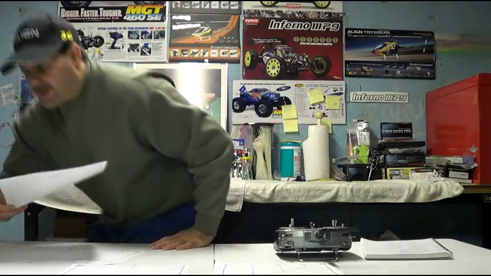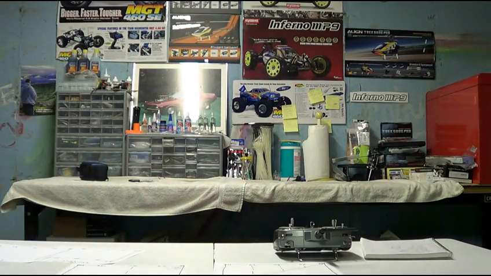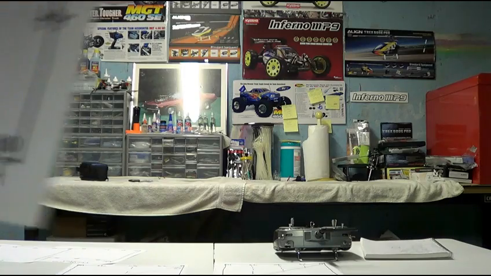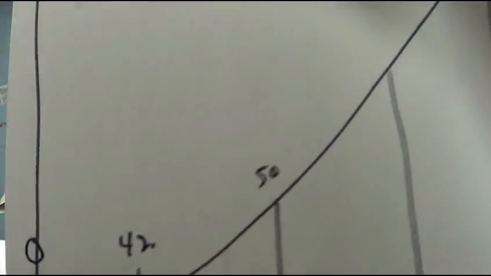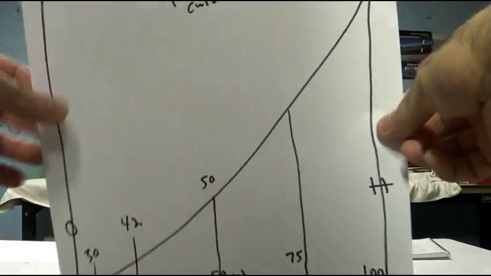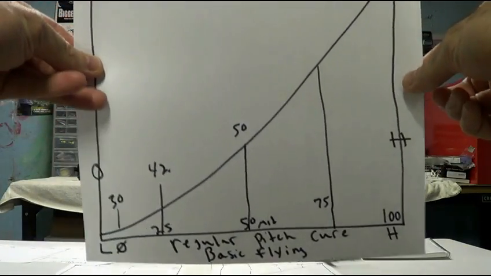Now mine personally, my low stick is set to 30%. My position 2 is set to 42%. My position 3 is still at 50, and then position 4 at 75, and then 100. Let me get up and show you this graph, guys, so you get an understanding. Let me get the camera here and show you how it works.